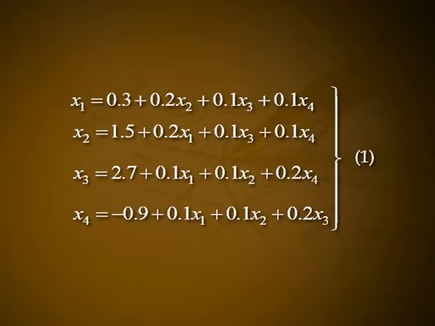Solution. To solve these equations by the iterative method, we rewrite them as follows: x1 equal to 0.3 plus 0.2 x2 plus 0.1 x3 plus 0.1 x4, x2 equal to 1.5 plus 0.2 x1 plus 0.1 x3 plus 0.1 x4, x3 equal to 2.7 plus 0.1 x1 plus 0.1 x2 plus 0.2 x4, and x4 equal to minus 0.9 plus 0.1 x1 plus 0.1 x2 plus 0.2 x3. Let it be the system of equations 1. It can be verified that these equations satisfy the diagonal dominance condition.